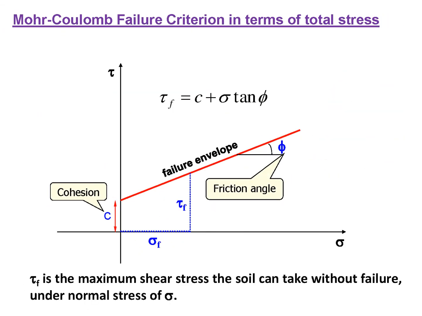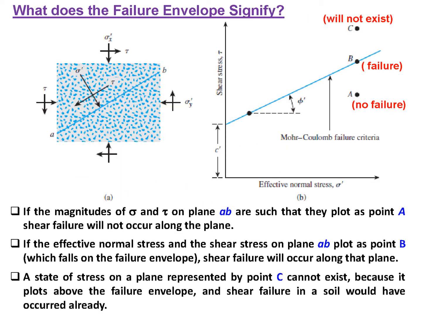So in this way, some more detail is provided about the Mohr-Coulomb failure envelope. So look at this one. What does the failure envelope signify? Look at the points, point A, point B, and point C. If the magnitudes of sigma and tau on plane AB are such that they plot as point A, shear failure will not occur along the plane. This is point A.